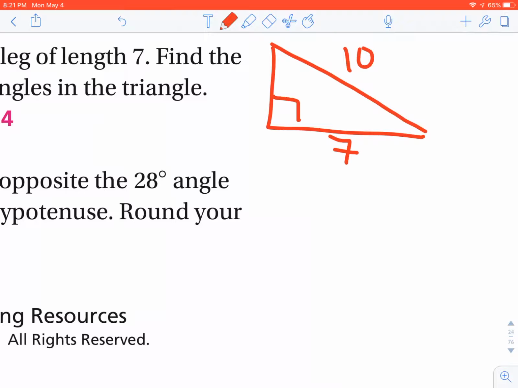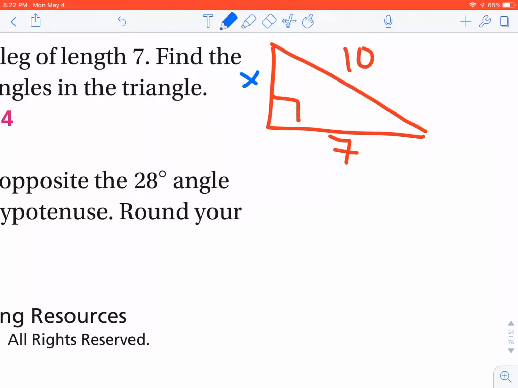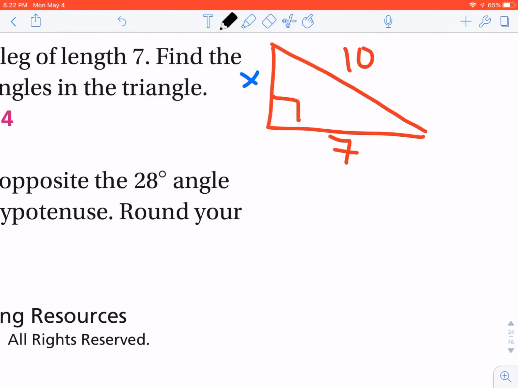So they ask us to find this length, and then we need to find both of those angles. Now, you could find the angles first and find the side length last. You could find one angle, use that angle to use trig to find the missing leg, and then find the third angle. It doesn't matter how you do this.